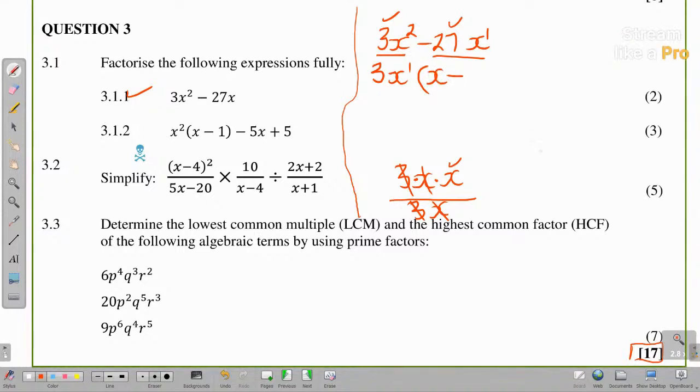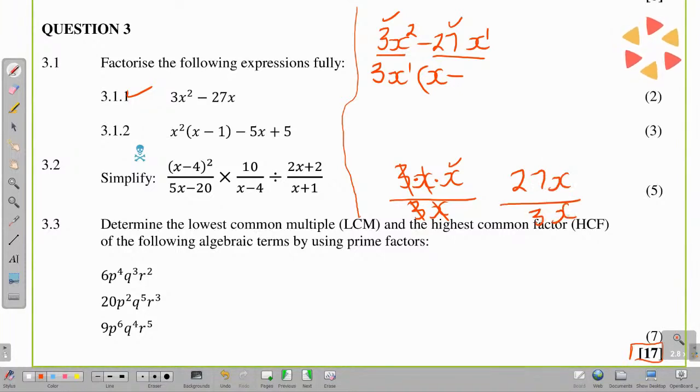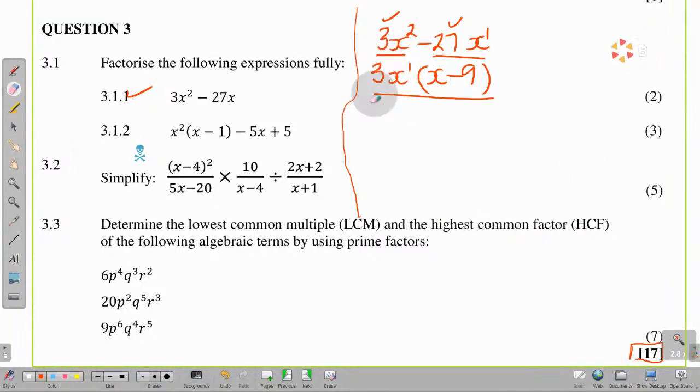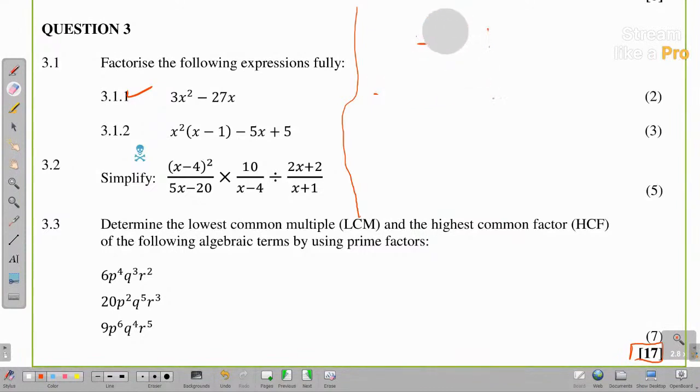Again, minus 27x over 3x. Remember the common factor. 3 into 27 is 9. The x cancels, so you see that 9 remains. So it's x minus 9. This is the answer that you get, and that's why you get 2 marks. Factorization, guys, is always basic and standard. Remember, when you're taking out a common factor, that common factor is dividing into each item that is separated by a negative or a positive sign.